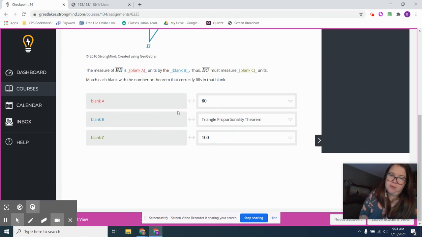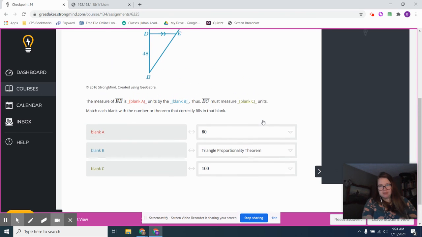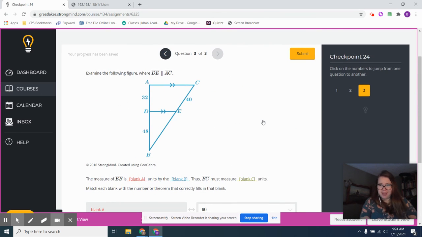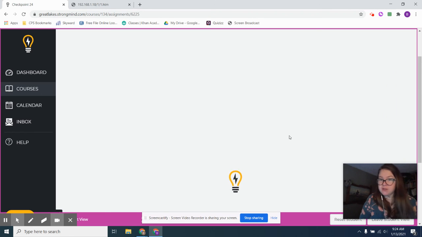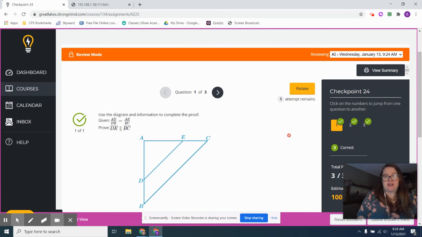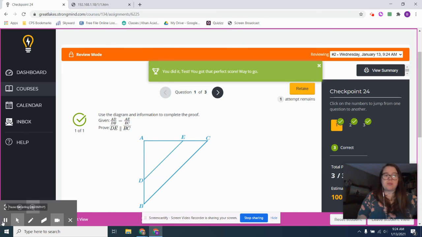So the correction on that one was the triangle proportionality theorem, which makes a lot more sense. I thought the other one didn't make very much sense, but I guess if that's all they have. All right. So now you should be getting it right. And they mixed up the order for me. They might do the same thing for you. So now we should have 100%. Woohoo! All right. So there's workbook 24 done.